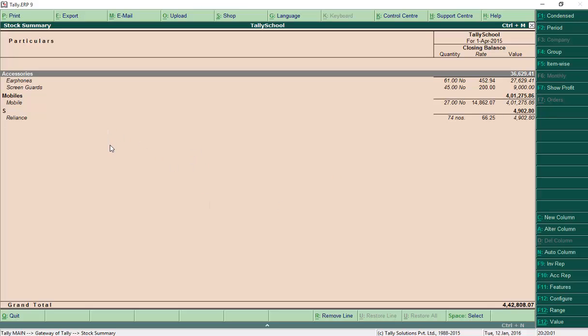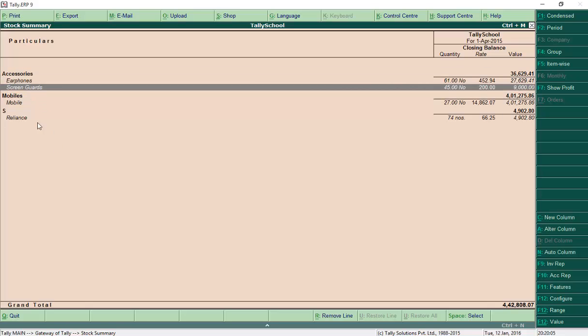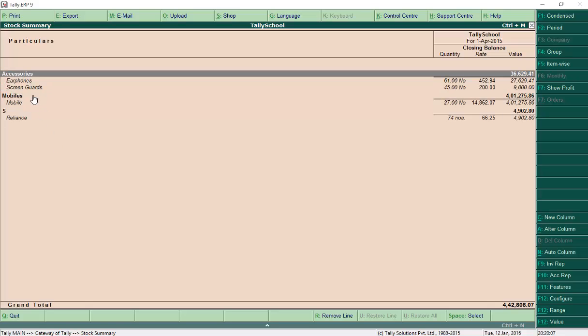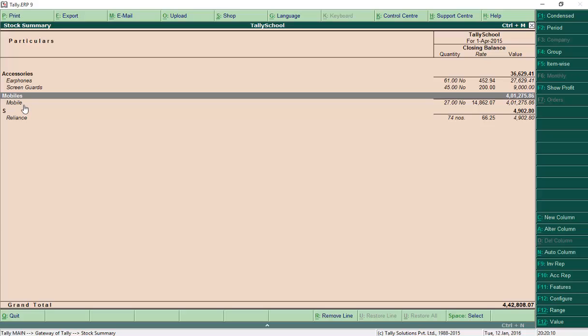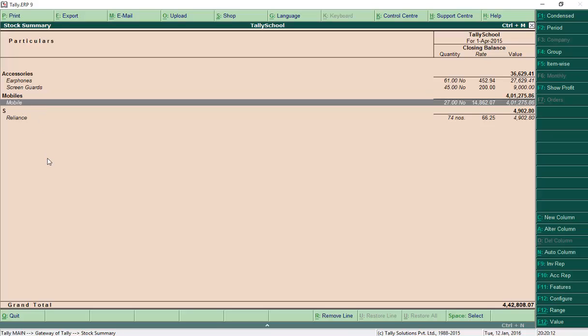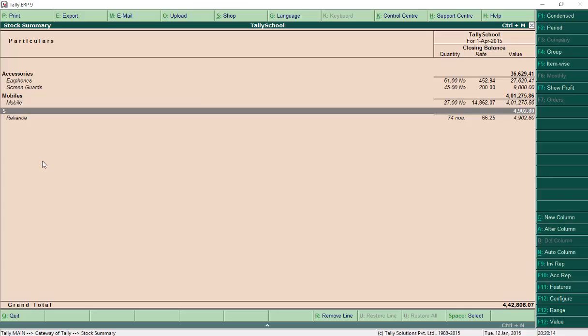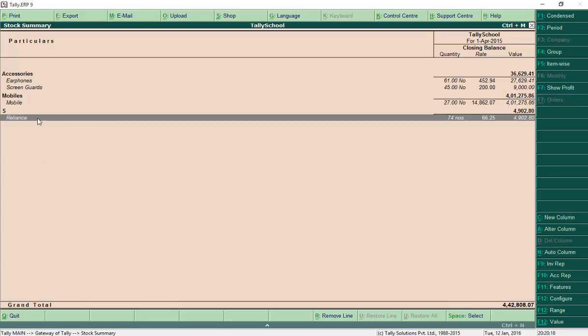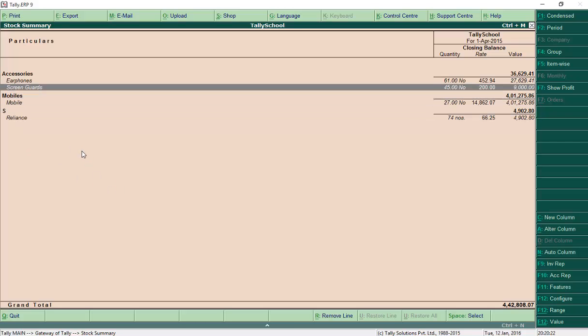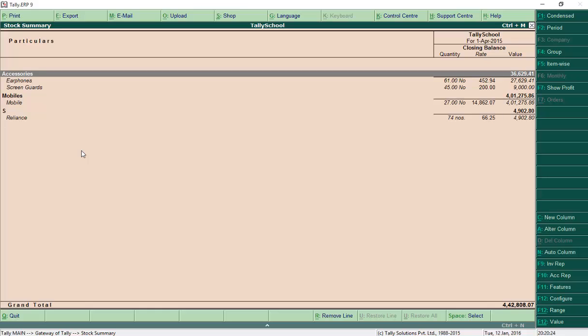So here is the stock summary: earphones and screen guards under the accessories group, mobile under the mobiles group, and Reliance under the S group, that is stock. I have put it as S for short, that is share actually. Earphones and screen guards are under accessories. I've already explained this is a stock group and these are stock items.